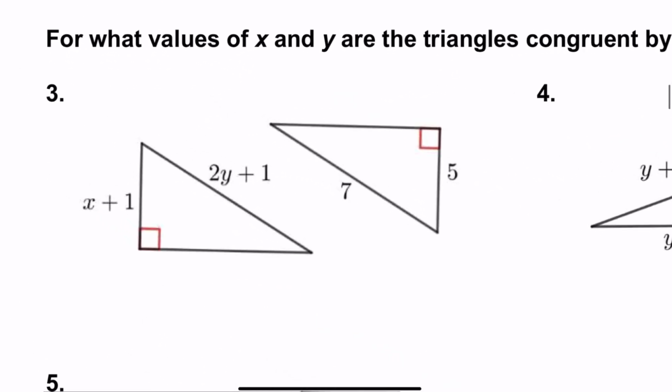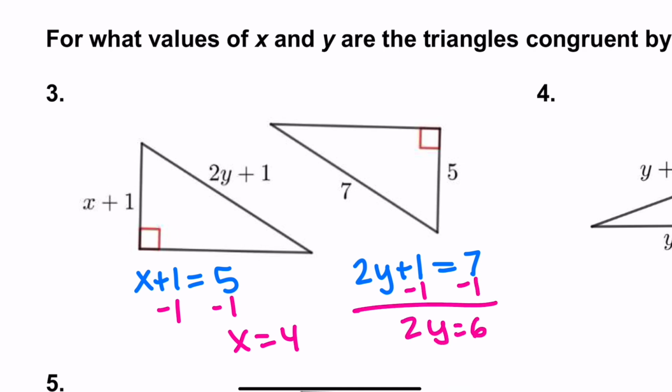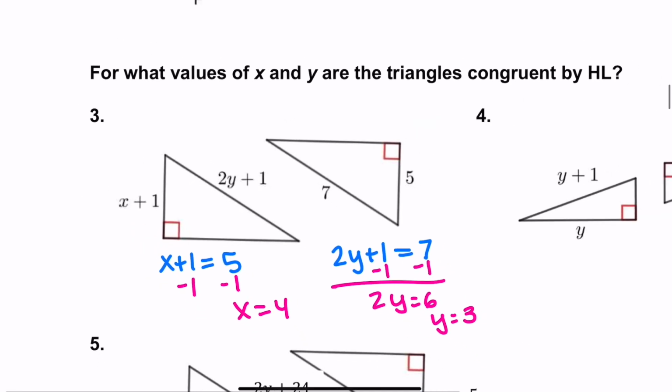So let's look at number 3. If the legs are the same, then x plus 1 has to equal 5. For the hypotenuse to be the same, 2y plus 1 has to equal 7. So on the first example, we're going to minus 1 from both sides. So x is going to equal 4. And for the 2y plus 1 equals 7, we minus 1 from both sides. So 2 times y is 6, so y has to equal 3.